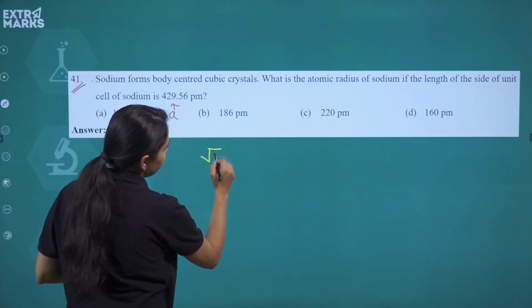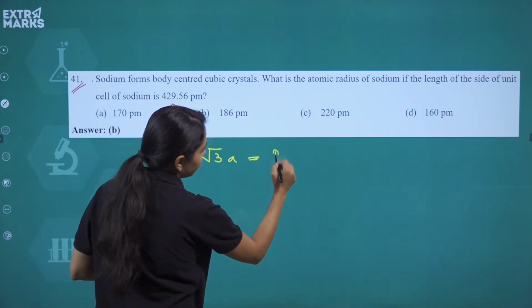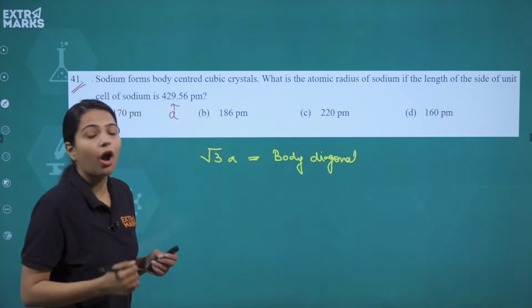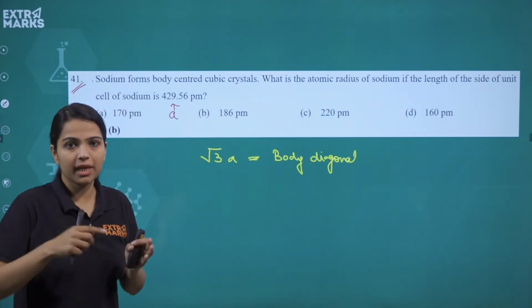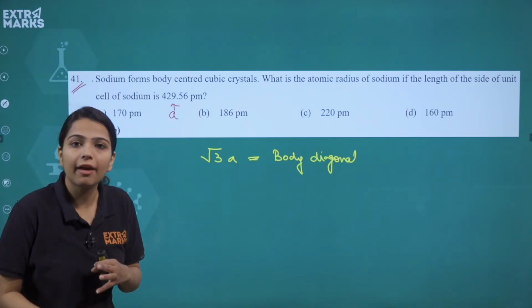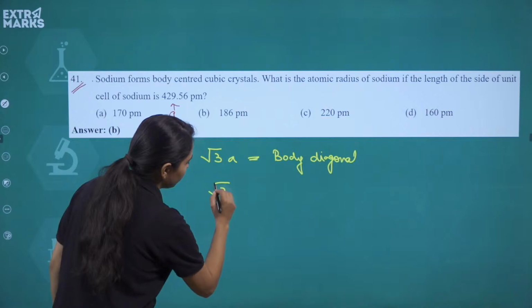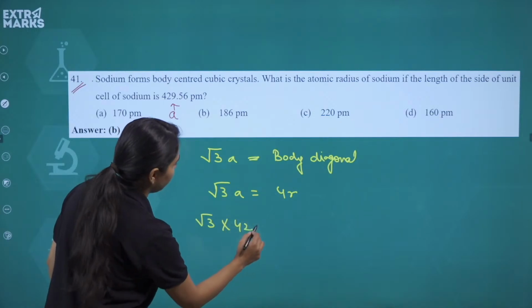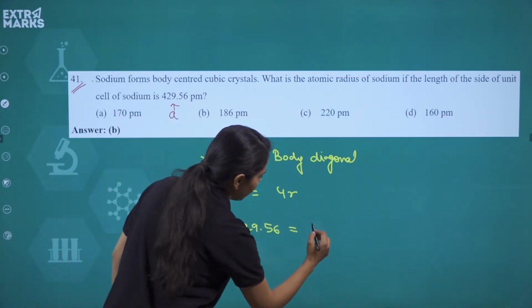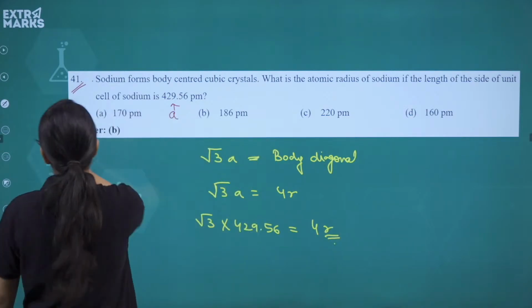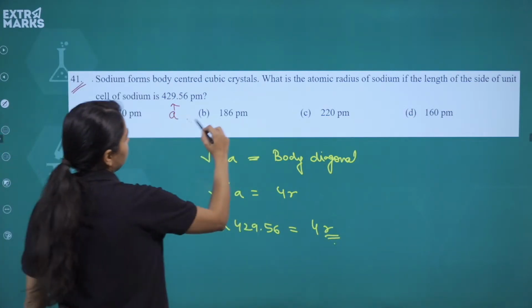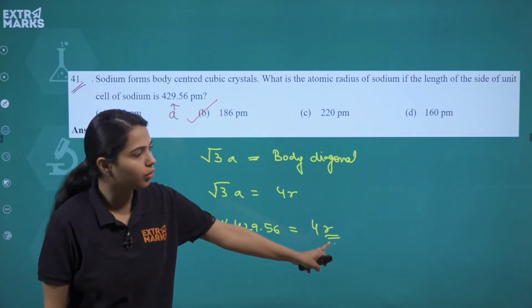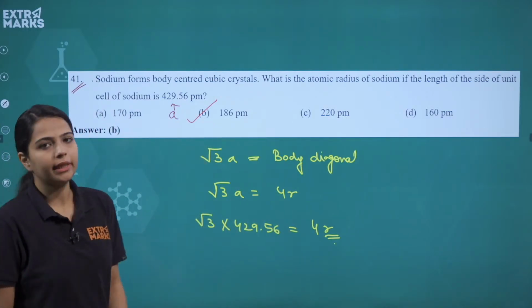Now root 3a is basically your body diagonal, and root 3a is actually having how many radius? Because we are having over there 3 atoms, so it will be having 4r. So I can simply say root 3a is equals to 4r. And what is a? a is nothing but 429.56 picometers, and we have to find out the value of r from here. So my answer by default will be option B, 186 picometers. Alright, just solve this out, just get the value of r, and ultimately you'll get this answer, 186 picometers.